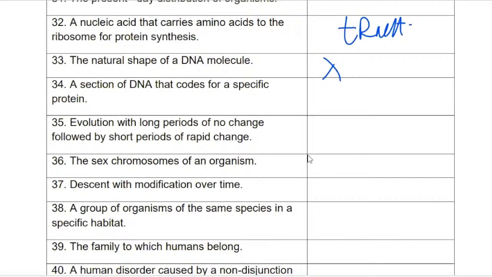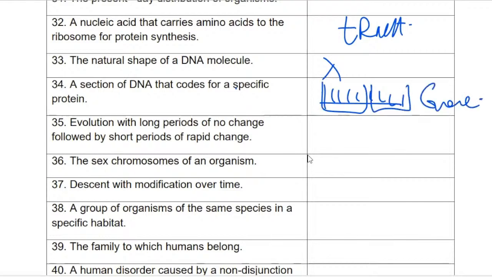Section of DNA that codes for a specific protein. Okay, let me read again. Section of DNA that carries the code for a specific protein. How do you call that section of DNA? How do we call those sections? We call them genes. Yes.